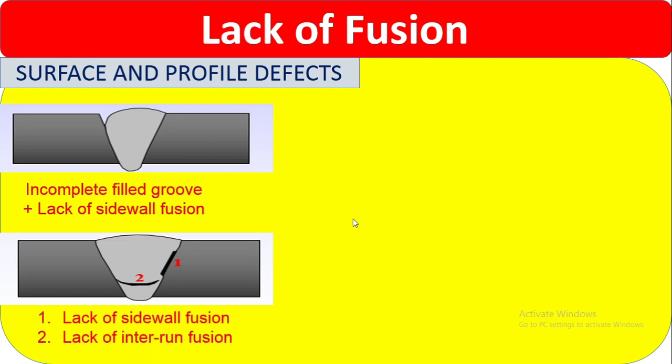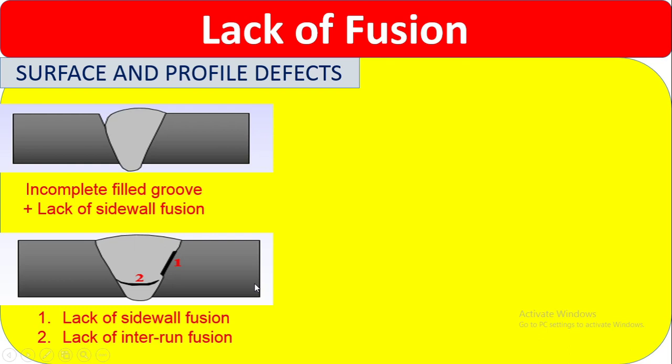And you see here, lack of sidewall fusion is here. This is lack of sidewall fusion plus lack of inter-run fusion. Two things are there. So these are the surface and profile defects; this is the category. One is incomplete filled groove plus lack of sidewall fusion, you can see. The second is lack of sidewall fusion plus lack of inter-run fusion.